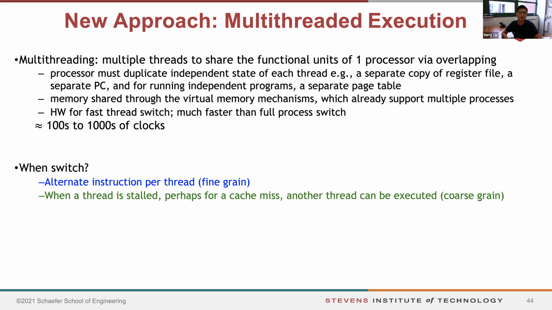It's typically 100 to 1,000 clock cycles, which is 100 to 1,000 times faster than a full process switch. When switching, there are different ways: alternating instructions per thread, which is fine-grained, or only switching when there is a long stall, like a cache miss.